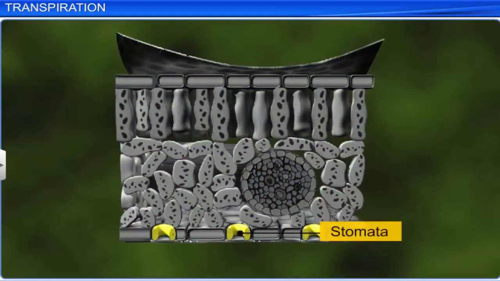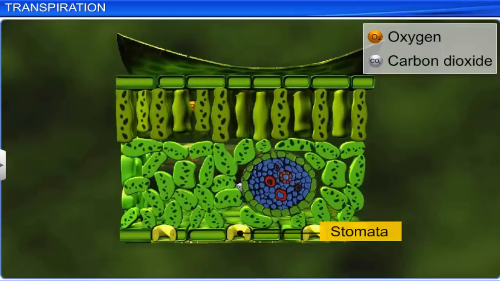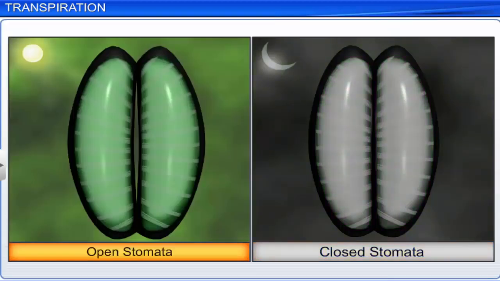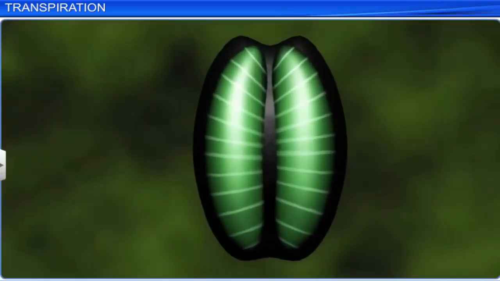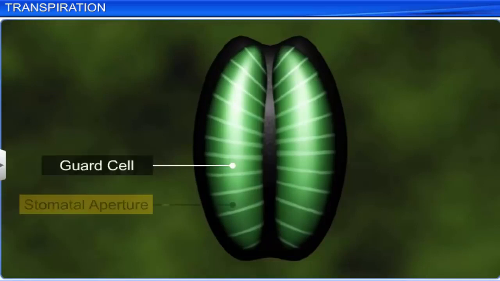Stomata are not only the site of water loss for transpiration, they also help in the exchange of oxygen and carbon dioxide in the leaf. They remain open during the day when transpiration takes place and close at night. Their opening and closing is directly impacted by the turgidity of guard cells present near the stomatal aperture.